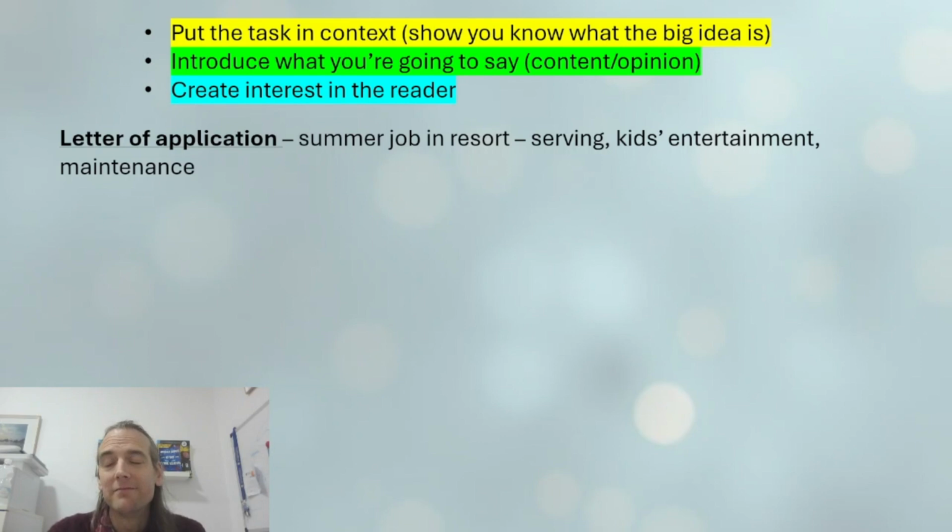Well, I think you really will. A good introduction will still do this. Try it yourself. Can you write a short introduction for this task, which is a letter of application for a summer job in a resort in one of these areas? Remember, we saw the question in more detail yesterday in the last video, but I think you understand the question. Try it yourself. And then here's what I might suggest, something like this.